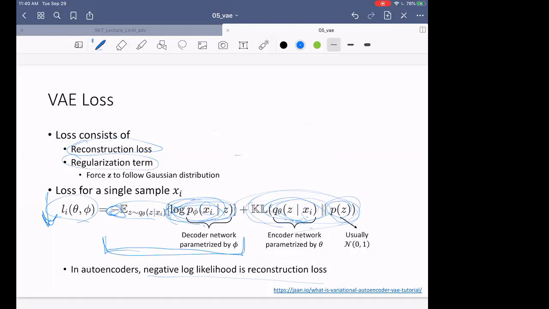So yeah, as 박영서 commented, what this term means is that you want your posterior distribution to be as similar as possible to a Gaussian distribution. So that's what the regularization term comes for.